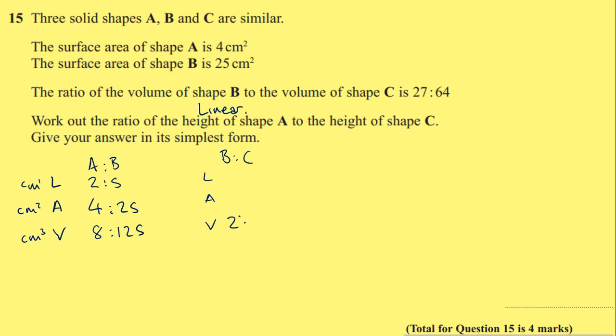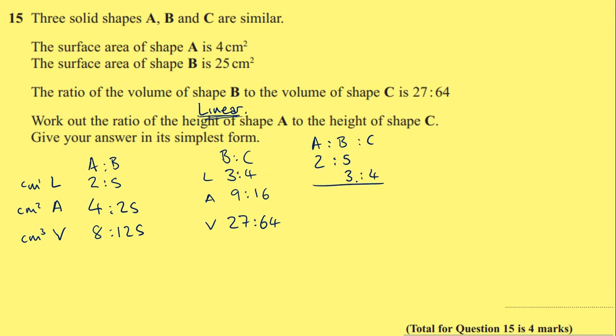Now the volume is 27 to 64. Now to get to the linear, we're going to cube root that. We're going from cubed down to a power of 1, so we're going to cube root it, which is going to be 3 to 4. We could also, if we want, square that to get the area scale factor to be 9 to 16. Doesn't actually come out to be useful, but there we go, just for completion. Now, work out the ratio of the height of shape A to the height of shape C. Now that's the linear section. Now, A to B in the linears was 2 to 5. But B to C was 3 to 4.